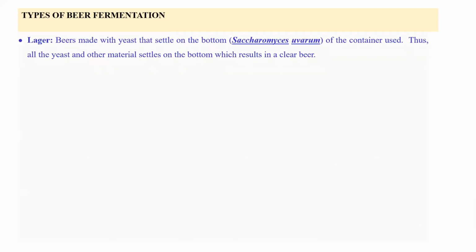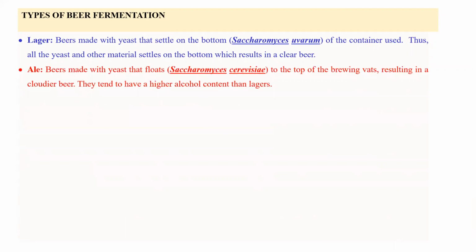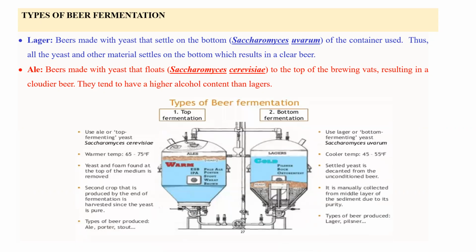There are two types of beer fermentation. One is known as a lager, another is an ale. Lager beers are made with yeast that settle on the bottom. Here, the yeast involved is Saccharomyces uvarum, and the yeast remains at the bottom of the vat. And in ale, beers are made with the yeast Saccharomyces cerevisiae, which floats on top of the brewing vats, resulting in a cloudier beer. They tend to have a higher alcohol content than the lagers.